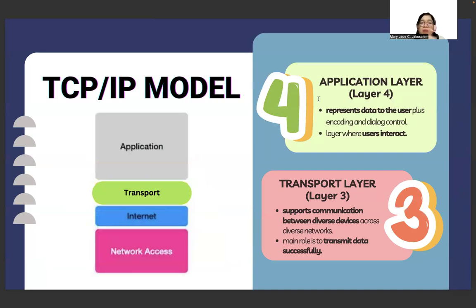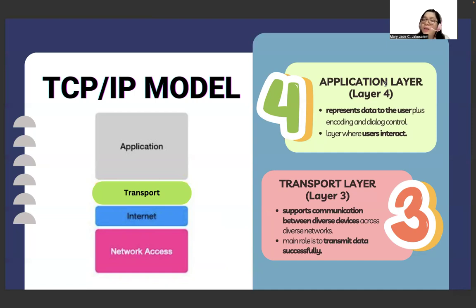Next, I will be discussing the 4 layers in the TCP/IP model. We have the application layer, the transport layer, the internet layer, and the network access layer. First, we have layer 4, the application layer. In this layer, it represents data to the user plus encoding and dialogue control. This is also the only layer where the users can interact, very similar to the application layer in the OSI model.